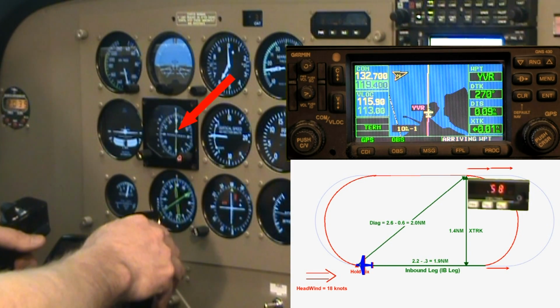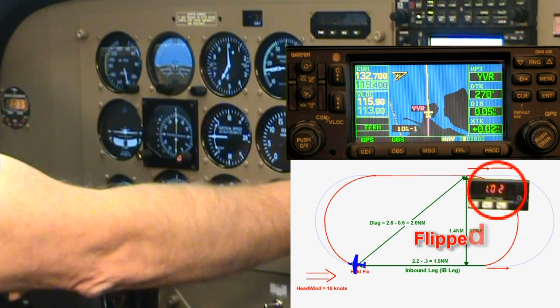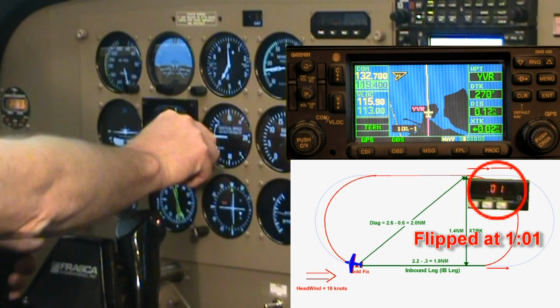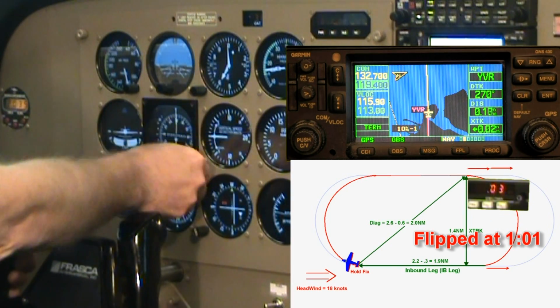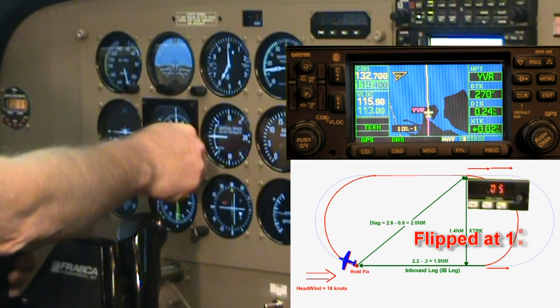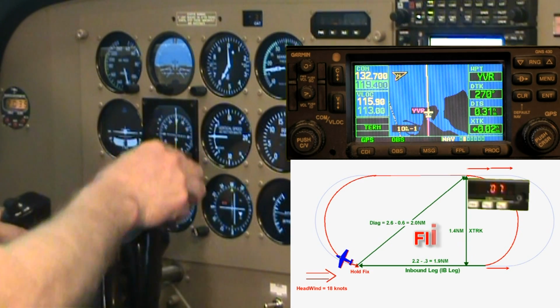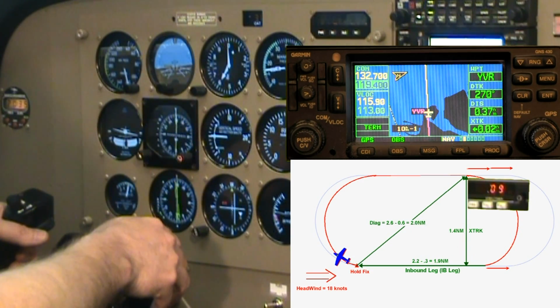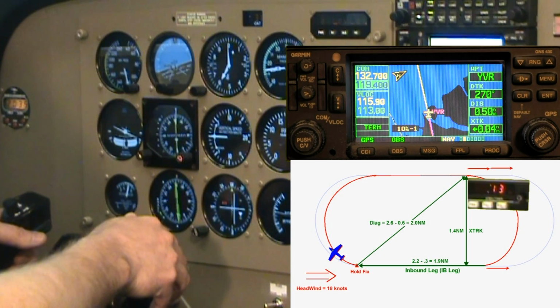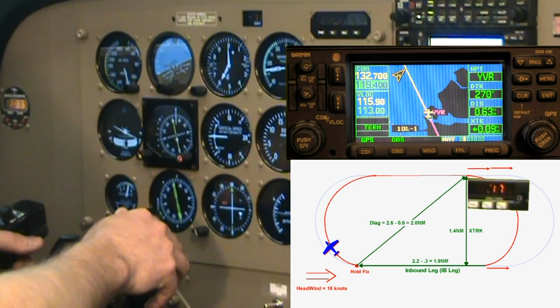I'm waiting for the flag to flip. There it goes. Time. Turn. Right to 090. Track. The HSI and number 2 are already set to 270. Throttle. Fine-tune for 120 knots. And talk. Report entering the hold.